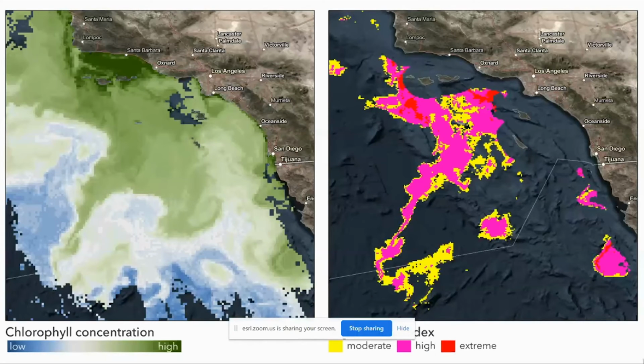Here is showing both the chlorophyll concentration on the left side of the screen and the chlorophyll anomalies on the right side of the screen. So for the algal bloom index, we have the moderate, we have the high, and we have the extreme. Next slide, please.